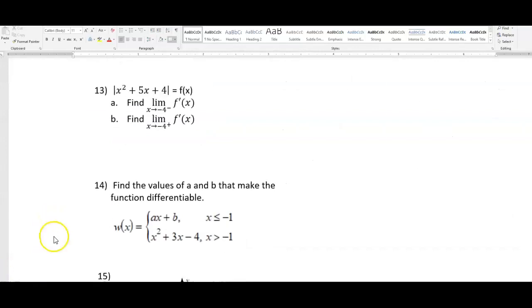All right, number 13. For number 13, I'm giving you an absolute value function and asking you to find the slope of the function from the left of the cusp and from the right of the cusp. So to do this, you're going to need to write this absolute value function as a piecewise function first. Then we'll take the derivative of it and do the problem. So here we go.